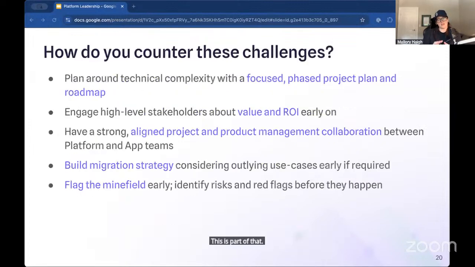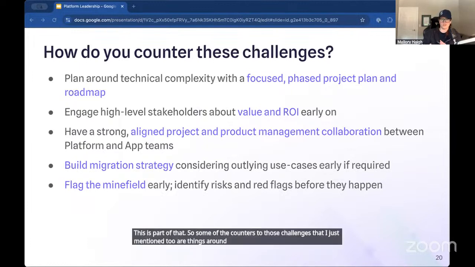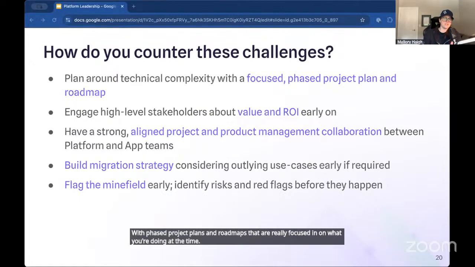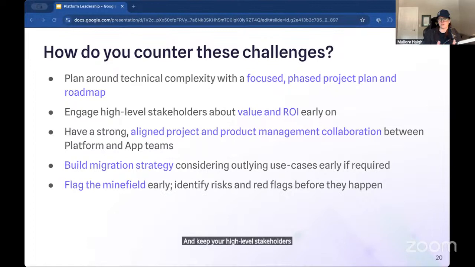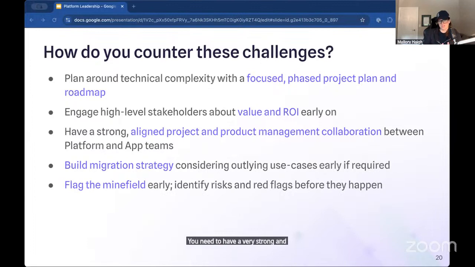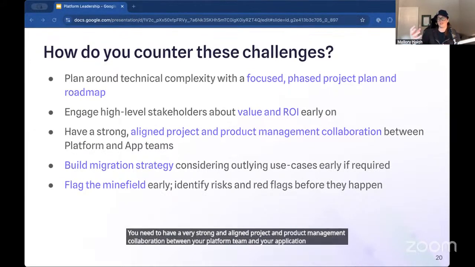So some of the counters to those challenges that I just mentioned too are things around planning technical and organizational complexity with phased project plans and roadmaps that are really focused in on what you're doing at the time, and keep your high-level stakeholders engaged about value and return on their investment very early on. And that's not just the investment in money, it's also in time and resources. So that's important too. You need to have a very strong and aligned project and product management collaboration between your platform team and your application developer teams, as well as potentially your cloud or infra and operations teams as well.